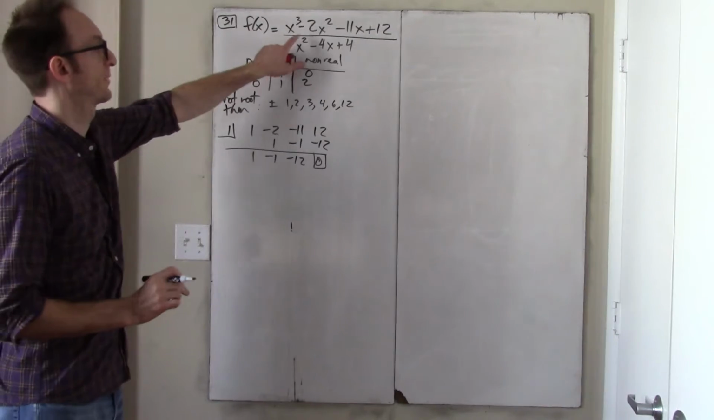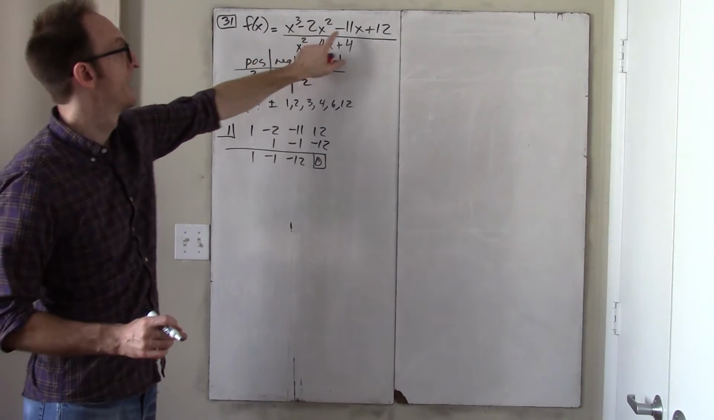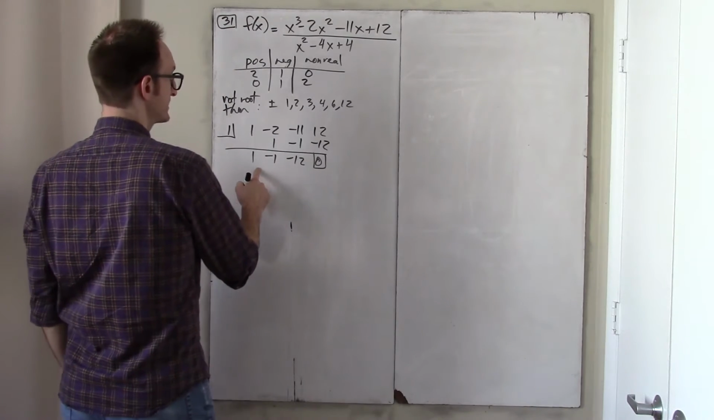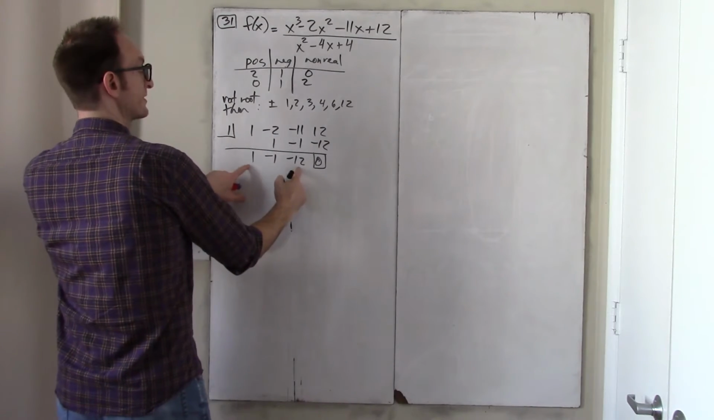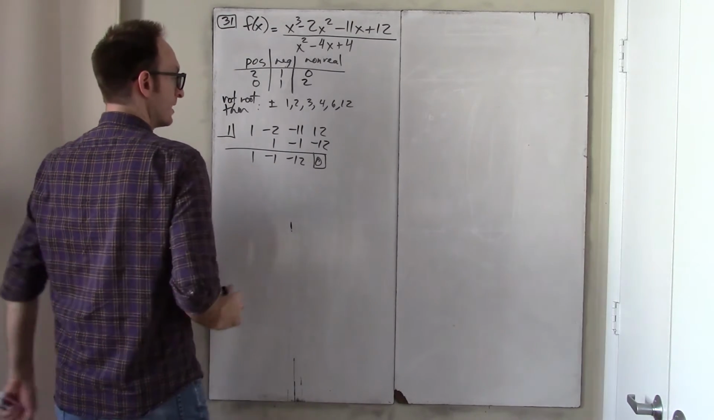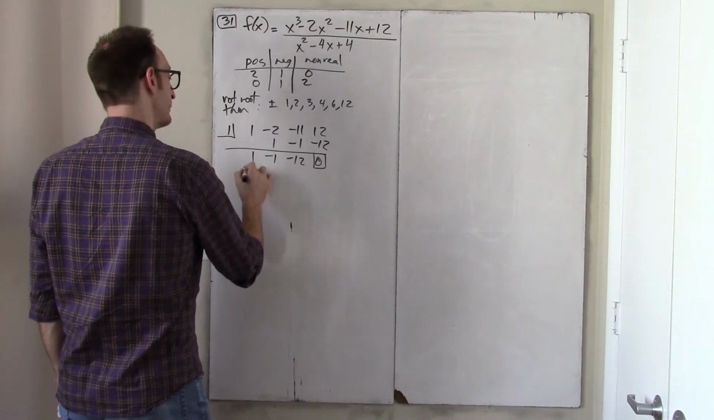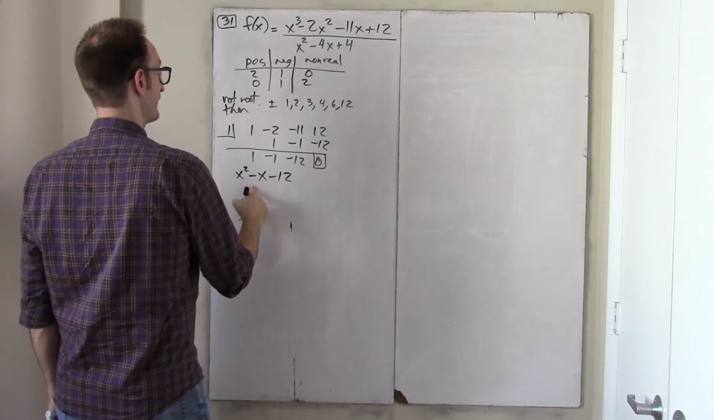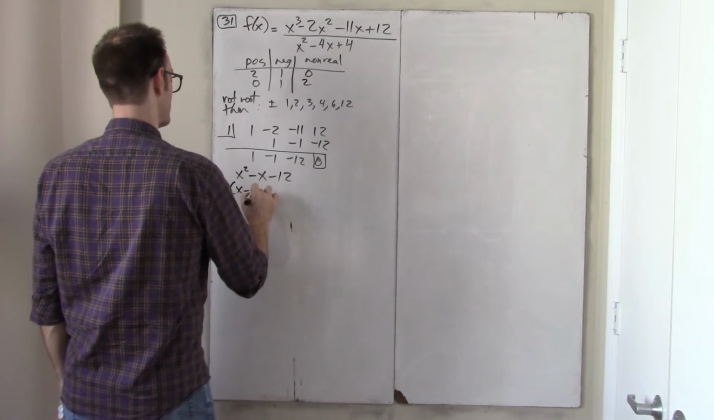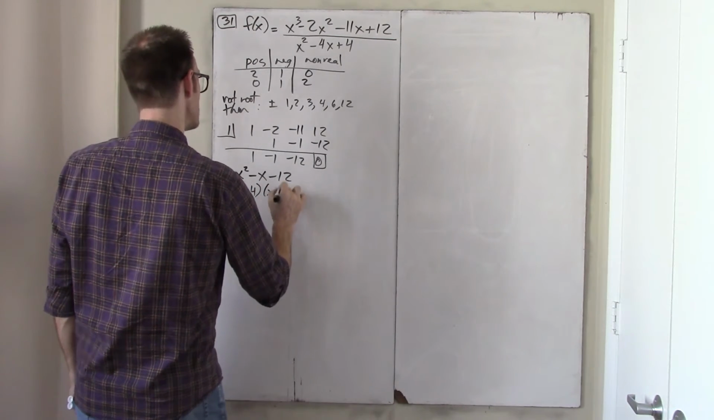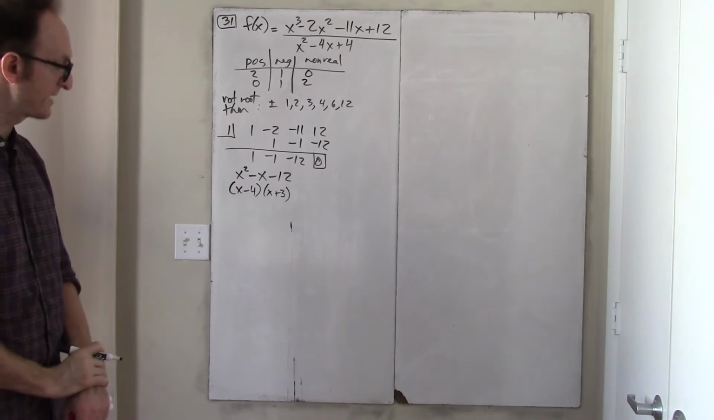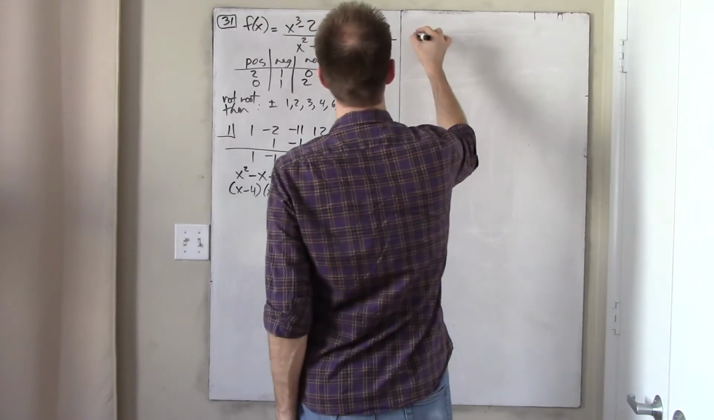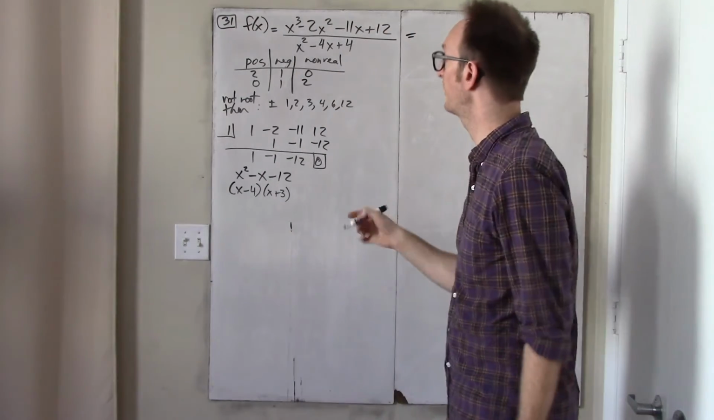Yep, if you plug in 1, you get 1 minus 2 is negative 1, minus 11 is negative 12, and 12 is 0, so that's great. Also, these are the coefficients of the quotient polynomial, which is x squared minus x minus 12, which itself factors as (x minus 4)(x plus 3). Double checking that because I don't want any mistakes. Yeah.